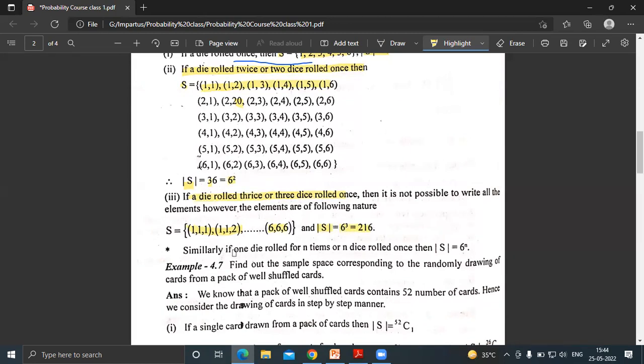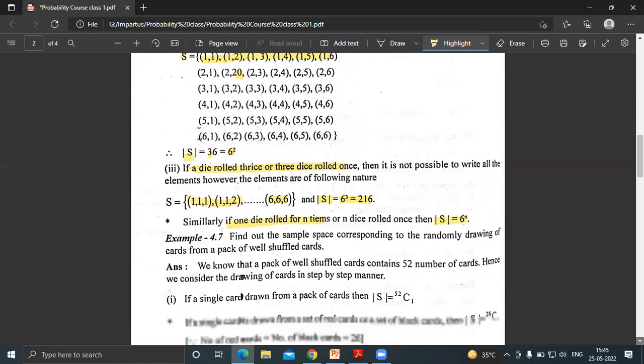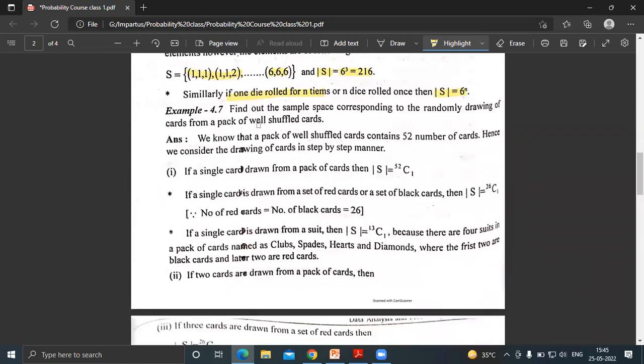Similarly, if one die is rolled n times or n dice are rolled once, the sample space cardinality will be 6 to the power n. So here another question comes to our mind: if one die is rolled 900 times, what will be its sample space cardinality? Then simply you say the sample space cardinality is 6 to the power 900. Like this, you'll be able to write all answers in 1 second.